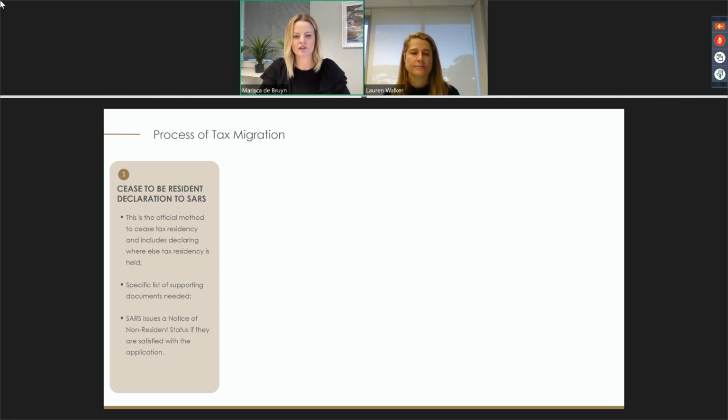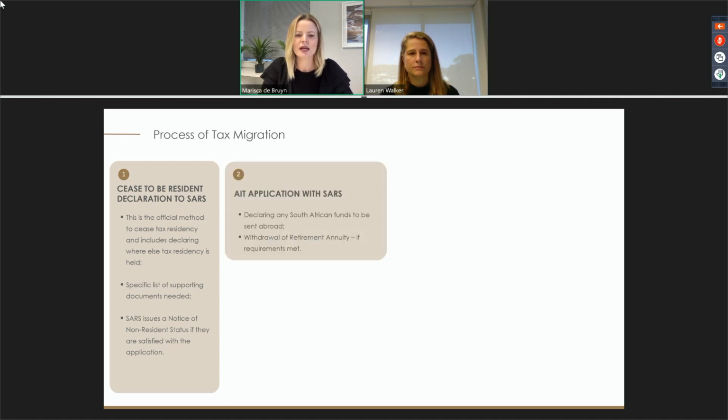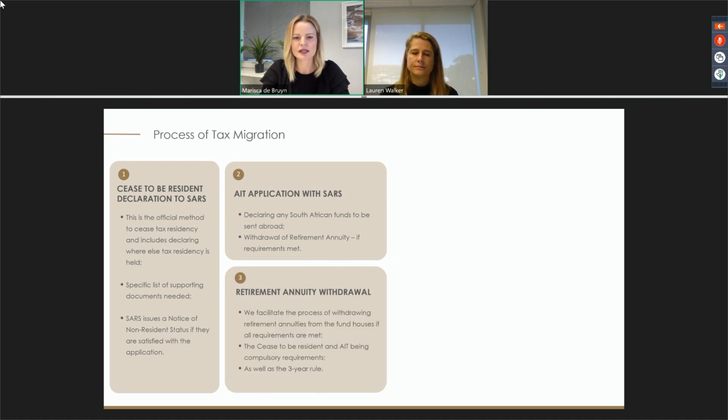And this step is necessary for everyone, anyone who either triggers a tax treaty or just intends never to come back to South Africa. They have to follow this step. Then next, step 2 is only if either someone has funds that they want to send out of the country as part of their emigration, or if they are eligible to withdraw their retirement annuity because they have been out of the country for 3 years. Then we'll apply for the approved international transfer. So basically the tax clearance where we say to SARS they have these funds and they want to send it out. And then once that's been approved, and you have been out of the country for 3 years, then we facilitate the entire process to withdraw the retirement annuity funds on behalf of them. So this would be facilitating with the fund house, applying for tax directives from SARS, and then having that paid out as well.